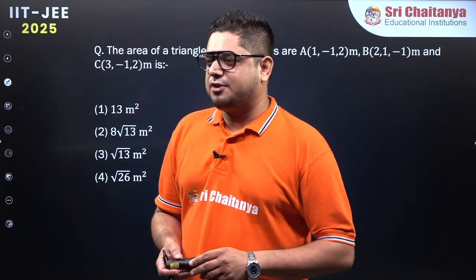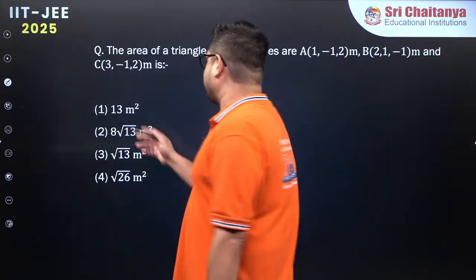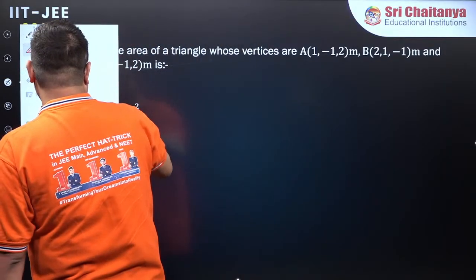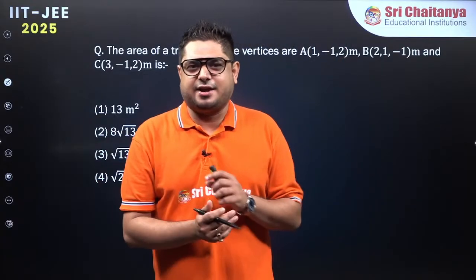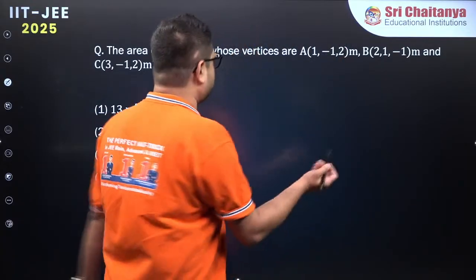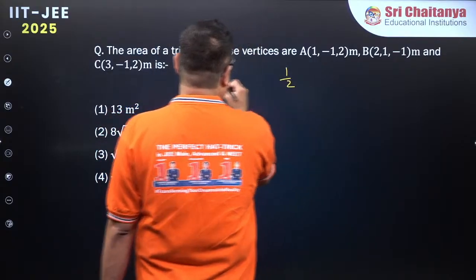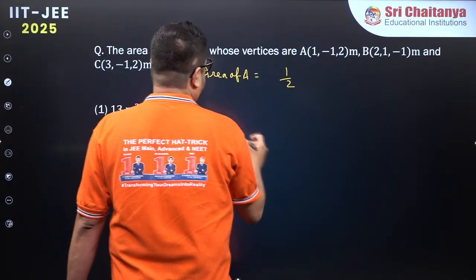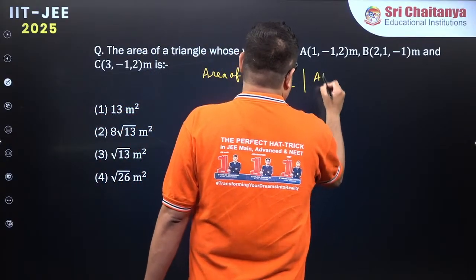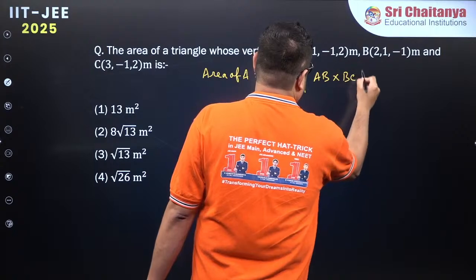So what is required to be done over here in this question? Area of a triangle, I have already given you some formulas, isn't it? In the notes, I gave you how to determine the area of a triangle, if you can recall. That's what I have to do over here. Area of a triangle, we have to use the formula. Area of triangle is half, AB cross BC.